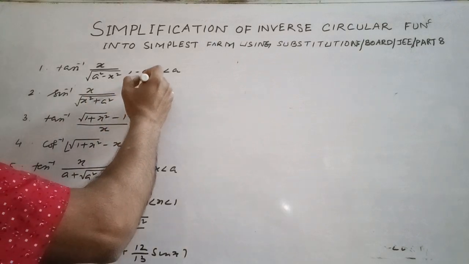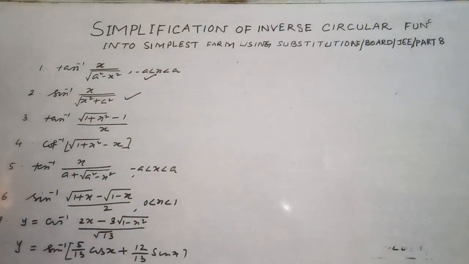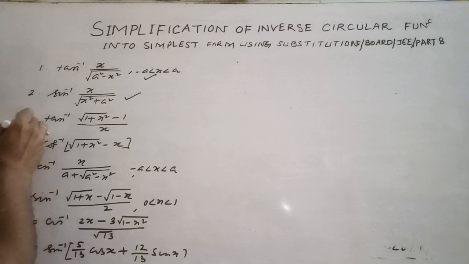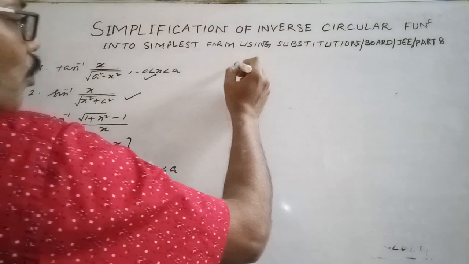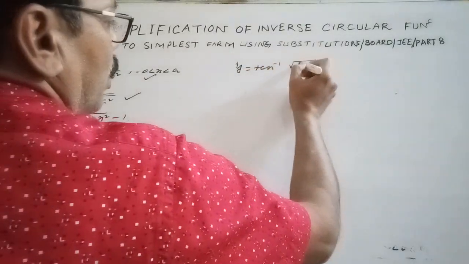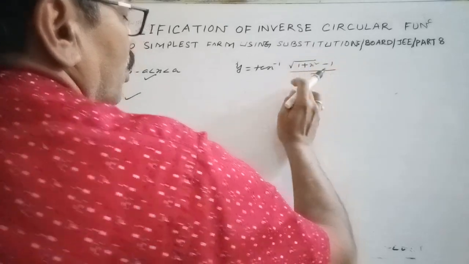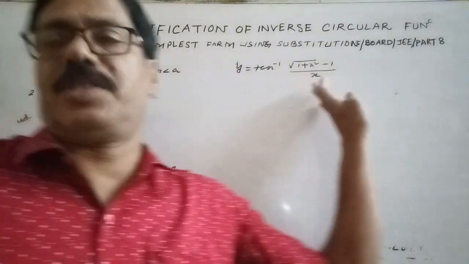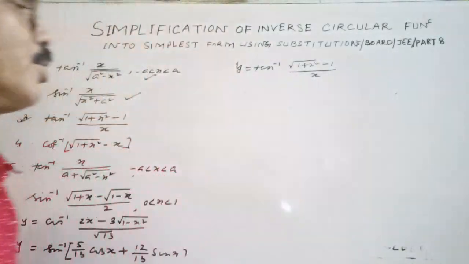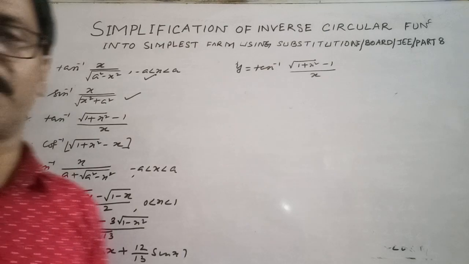Now second one, exactly the same, x equals a tan theta. Now third one, suppose this one is y, tan inverse of root under 1 plus x square minus 1 by x. So the argument is not simple. So you have to simplify using transformation.